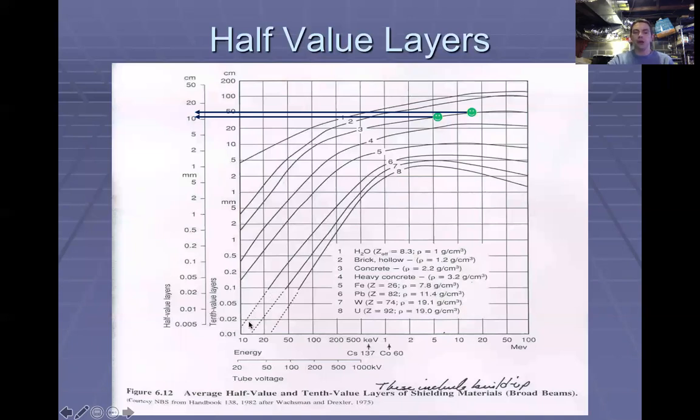Very often you'll see charts like this where you can actually look up the half-value layer. If you know the material you're working with, and you know the energy of radiation, you find where you try to hit the points for your specific situation, and then you can use that information for your shielding calculations.